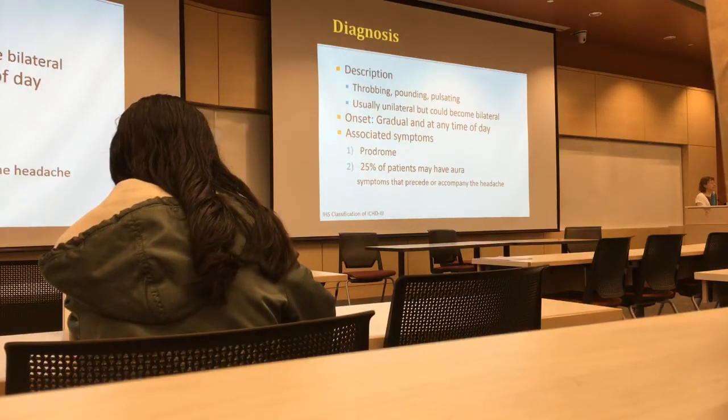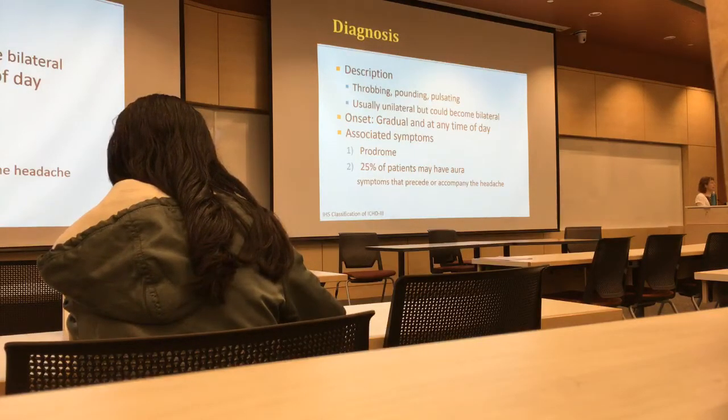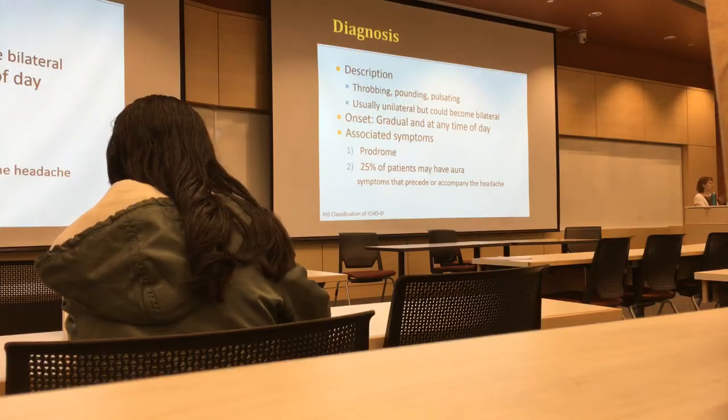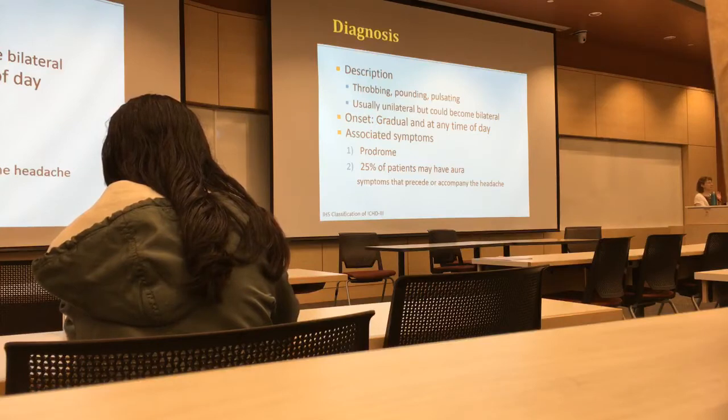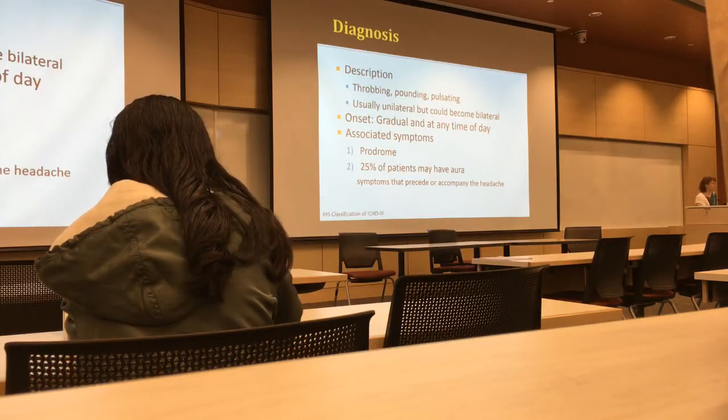The distribution and description is throbbing, pounding, and pulsating. It usually starts on one side and then can become bilateral. This usually is not instantaneous, like what you saw with the baseball player, who was throwing great pitches and then goes into the dugout and collapses with a subarachnoid hemorrhage. Usually for migraine it's a gradual onset. They may have a prodrome that precedes by up to 24 hours. 20 to 25% of the patients may also have an aura that precedes and also accompanies the headache.